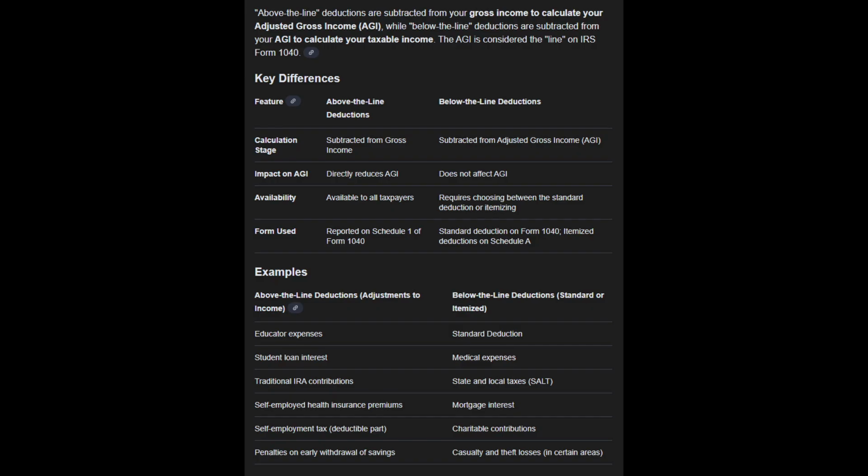Above-the-line deductions are adjustments you can take before AGI is calculated. They reduce your income, whether you itemize or not. Examples: IRA contributions, health savings account, student loan interest, self-employed health insurance.